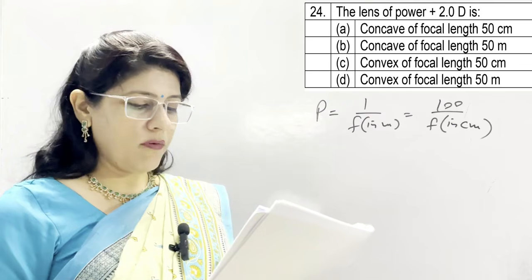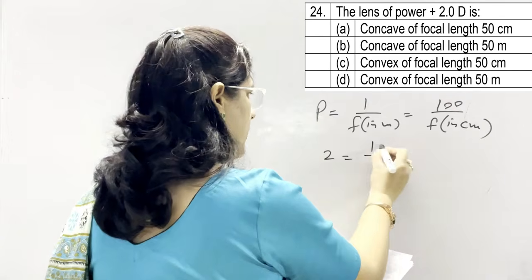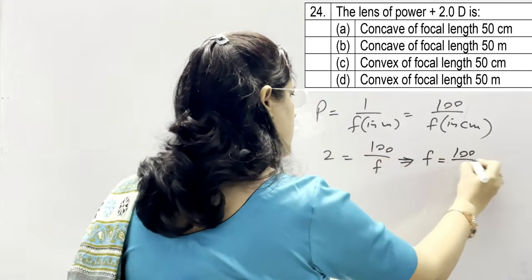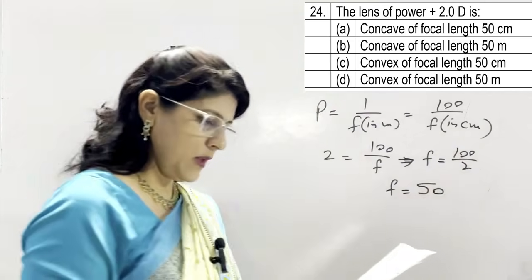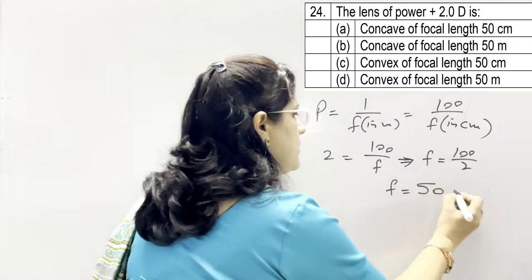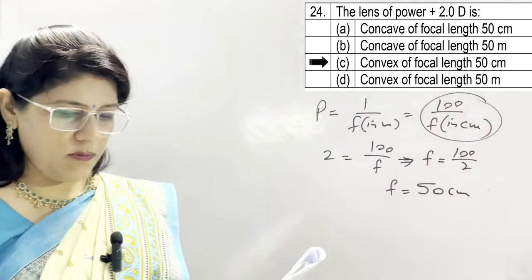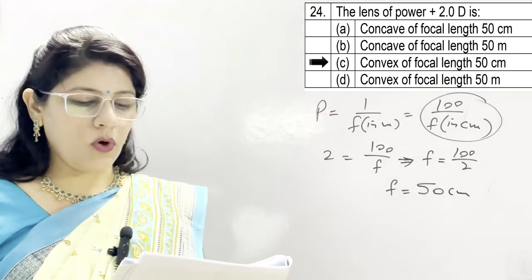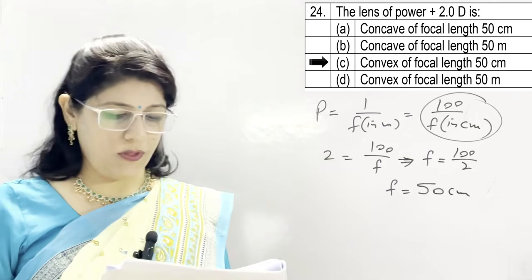So here the power is 2 diopter. So 2 is equal to 100 upon focal length and focal length is equal to 100 upon 2. So focal length is equal to 50. Focal length 50, which is centimeter, because I have used the formula 100 upon focal length in centimeter. So 50 centimeter and it is positive. So the convex lens of focal length 50 centimeter, which is option number C, is the correct one.